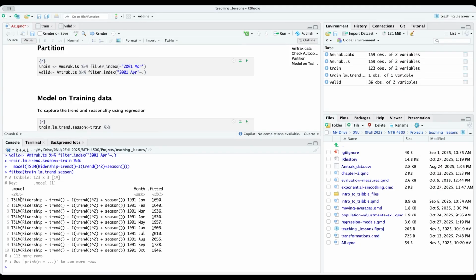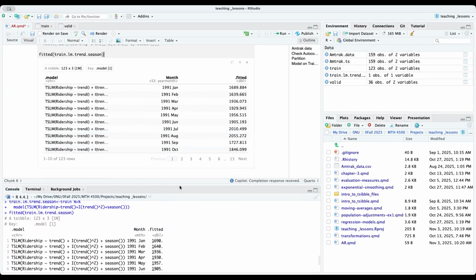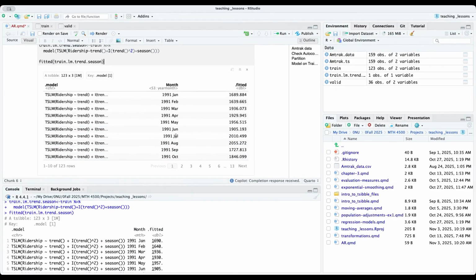I have the model, I have the month, I have the fitted values. The fitted values, not the actual, the fitted, using the model that we have just built, right? These are my fitted values. And actually, let me just type it here, fitted train.lm season. I don't want the fitted actually, because the next step is going to be to build an autoregression on the residuals, right? Because we have leftovers.